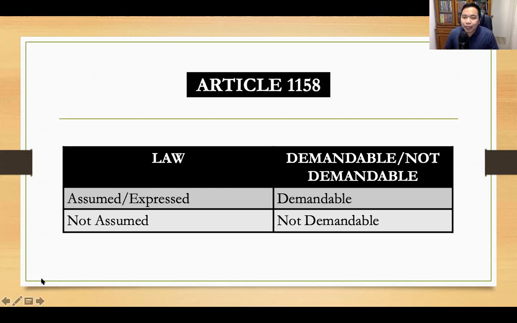So class, under Article 1158, only those obligations which are expressly provided by law are demandable. Which goes without saying that if a particular act has not been ordered or expressly provided by law, then such obligation is not presumed to exist. If it is not in the law, class, it means there is no obligation.